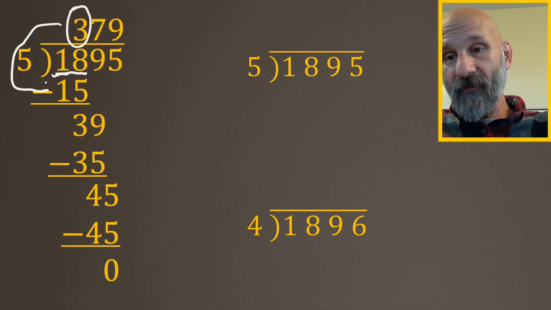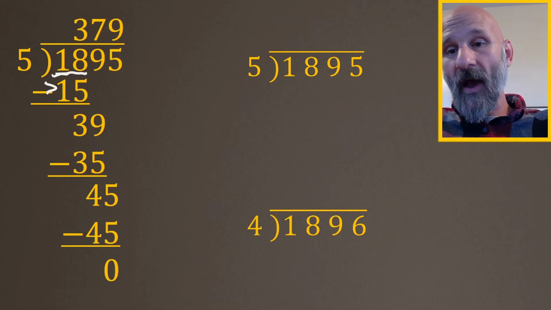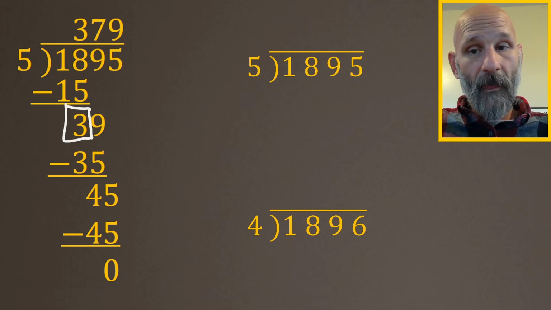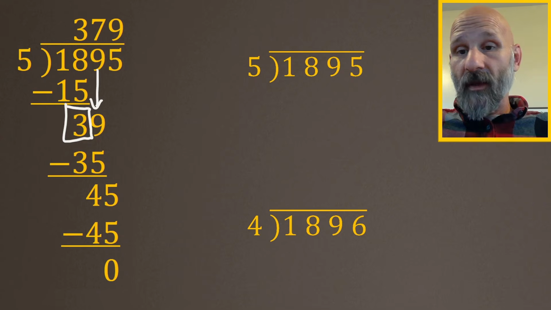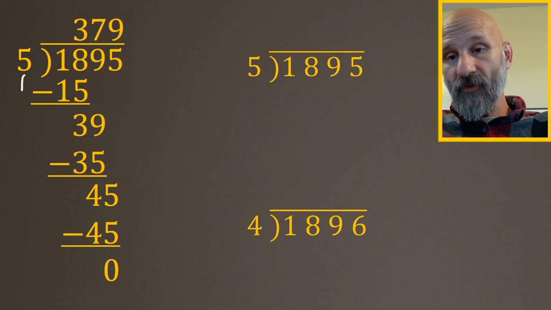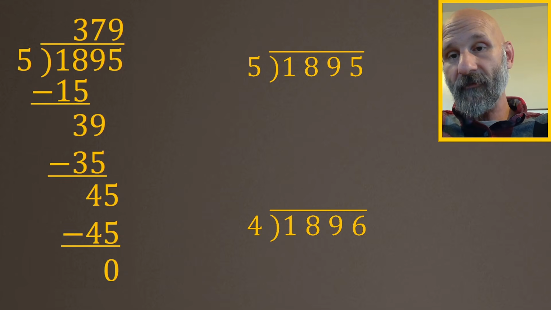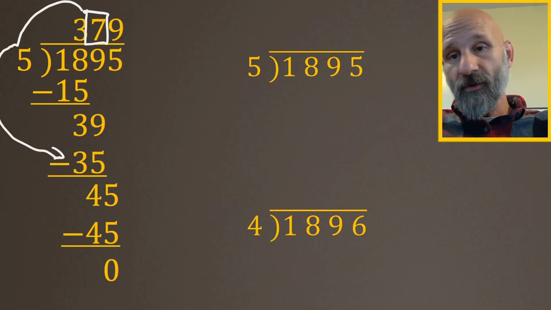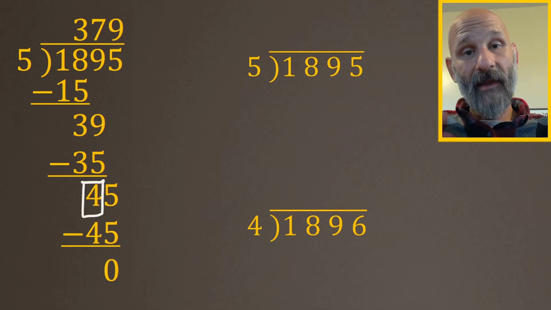3 times 5 makes 15, so we write it down there, and then we subtract. So now we're doing 18 minus 15, and that leaves us with a 3, so we write the 3 there. Next up, we bring down the next number there, the 9. Now we look at 5 times what is going to make 39, biggest without going over. Well, that's going to be a 5 times 7, so we write a 7 there. 7 times 5 makes 35, and then we subtract. So now we got 39 minus 35. That leaves us with a 4, so we write that there.